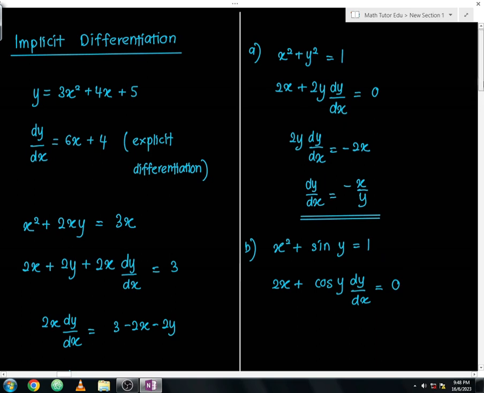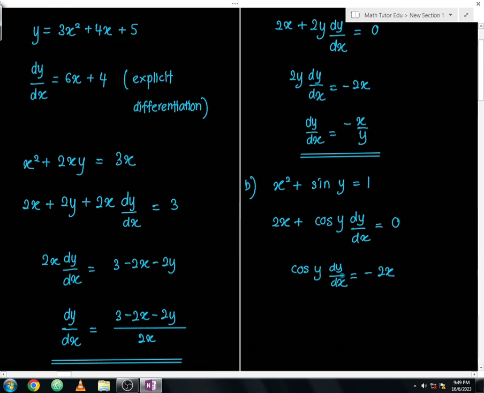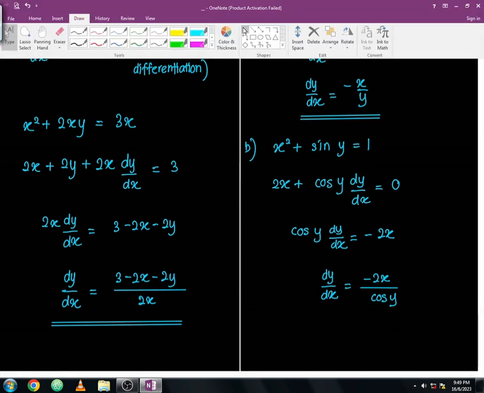Okay, so from here, I'm sure the steps will be quite simple from now. This 2x from the left hand side, you move it over to the right hand side. So from here, cos y dy over dx will be equals to negative 2x. Since we are finding the dy over dx, what you're going to do is divide this negative 2x with cos y. So from here, dy over dx will be equals to negative 2x over cos y. Okay, so let me underline the fraction, and underline the solution as well.